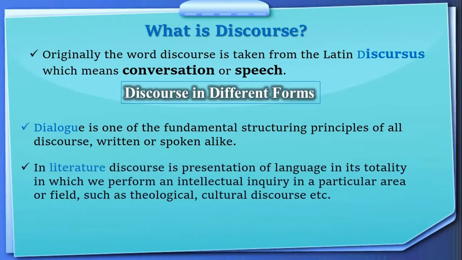Number two is literature. In literature, discourse is the presentation of language in its totality, in which we perform an intellectual inquiry in a particular area or field, such as theological or cultural discourse, etc. So, this is another form of discourse in which we are talking about the presentation of language within literature. So, this is how we are going to define discourse in literature.